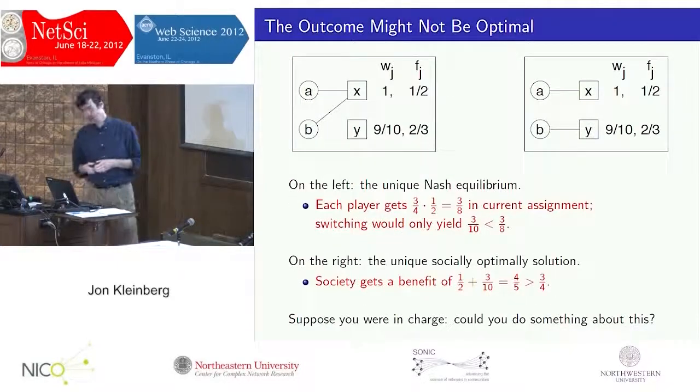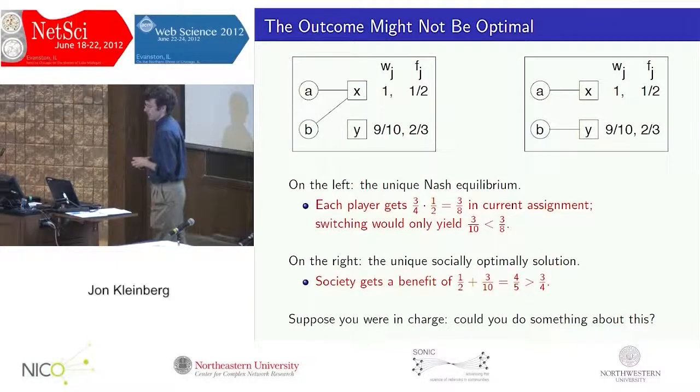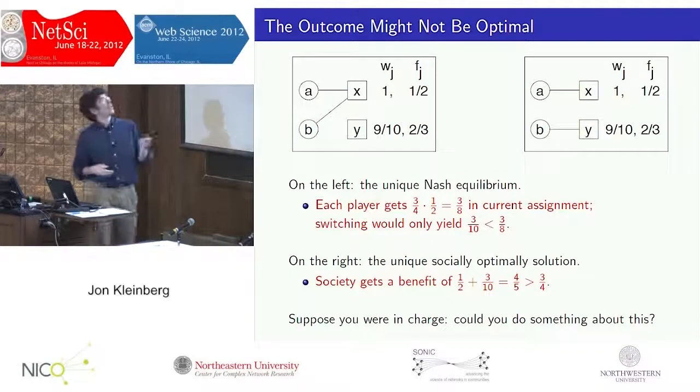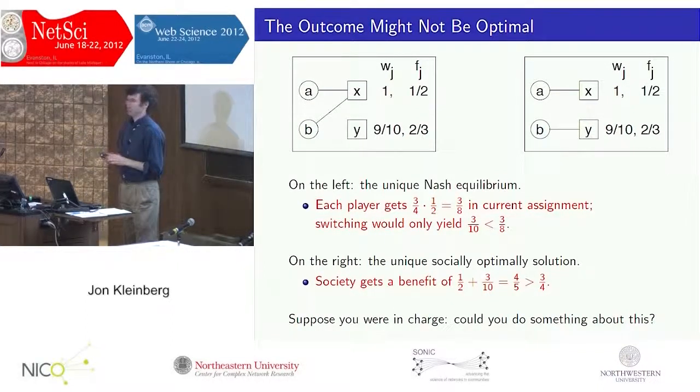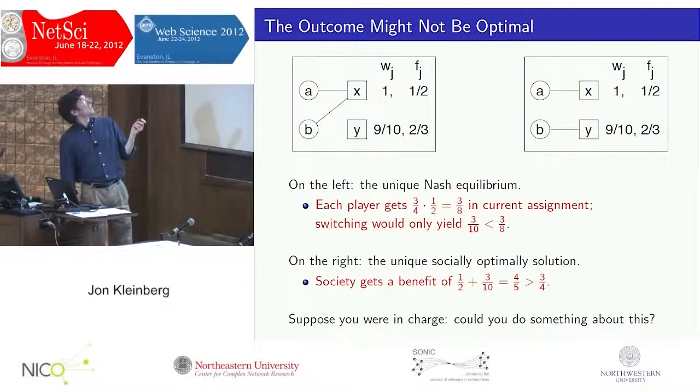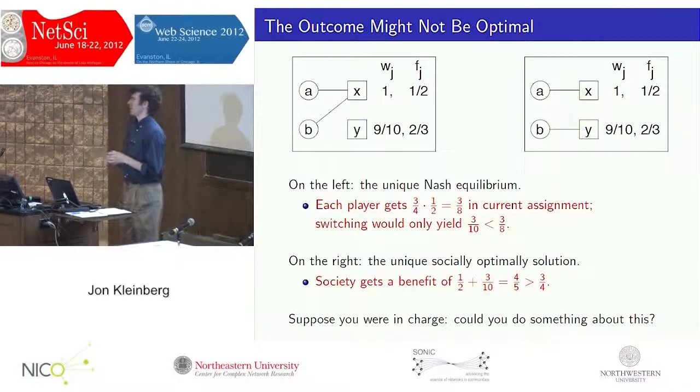Okay, so let me show you an example of this game. This is a world with 2 researchers and 2 projects. I just want something very simple so that we can see what's going on. On the left here, this project has importance 1, difficulty 1/2. This one has importance 9/10, difficulty 2/3, which means the lower one is less important and more difficult.